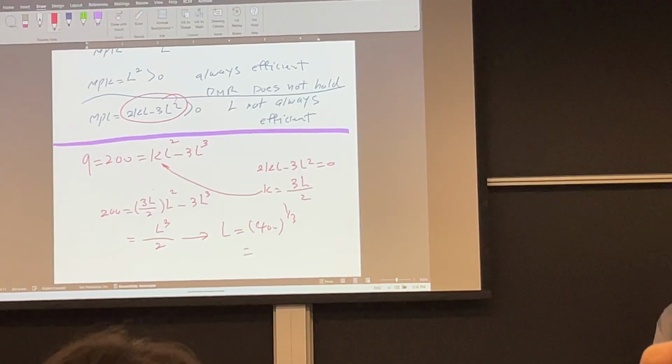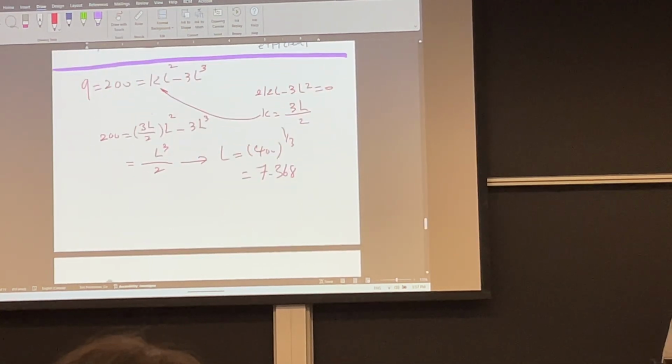How much is that one? That's the maximum labor you can use if you want to produce 200 units. Anything more is inefficient. That's the limit of the number of labor you can use. How much is it? 7.368. So let me graph it, show you what I did.